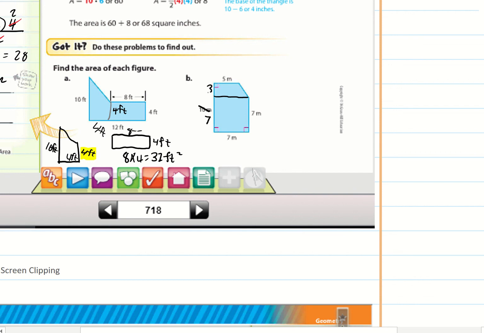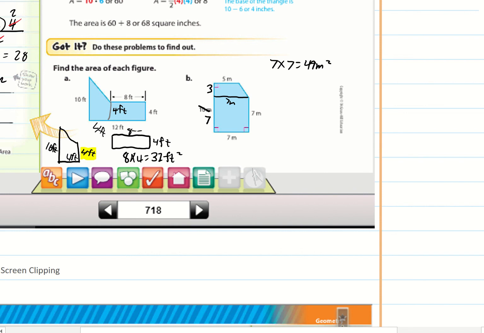And that's 7 and that's 3. Because 7 plus 3 is still 10 meters. But it's a little bit more clear. So this is going to be 7 meters here because the bottom is 7 meters. So now I'm going to take the area of my square. 7 times 7 equals 49 meters squared.